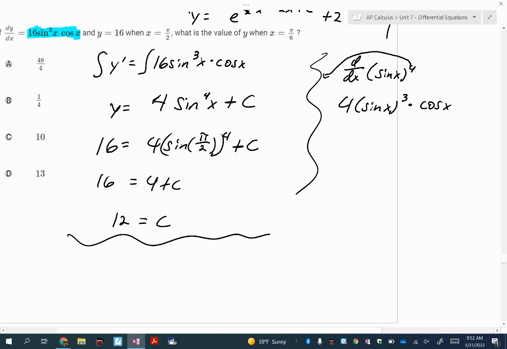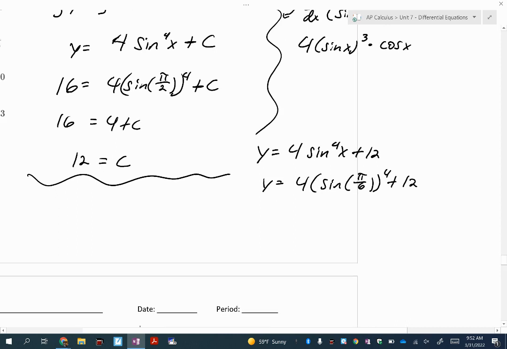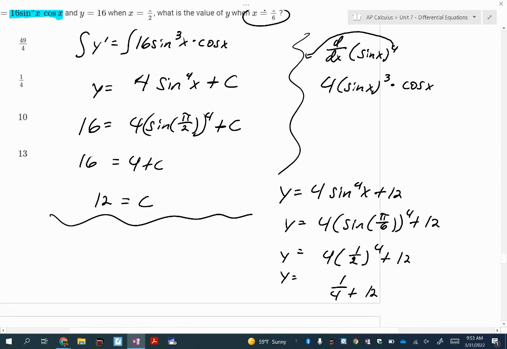But now the next step is I need to rewrite this as 4 times the sine to the 4th power of x plus 12, and I'm plugging in pi over 6 for x. So I'm doing 4 times the sine of pi over 6, the 4th power, plus 12. The sine of pi over 6, that's 30 degrees, so the sine of 30 degrees is 1/2. So I have 4 times 1/2 to the 4th power plus 12. 1/2 to the 4th power is 1/16. That becomes 4/16, which is 1/4, plus 12. So my answer is 12 1/4.